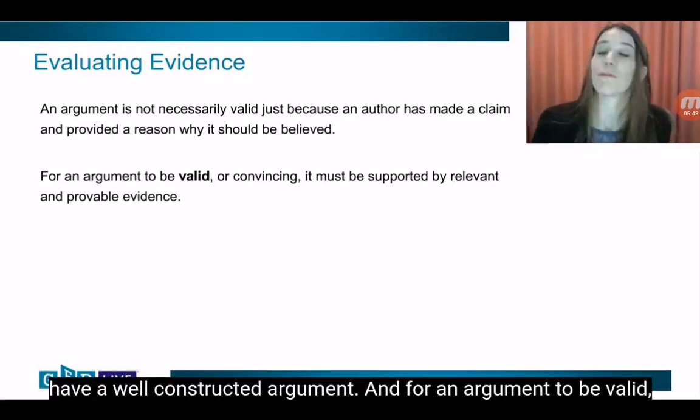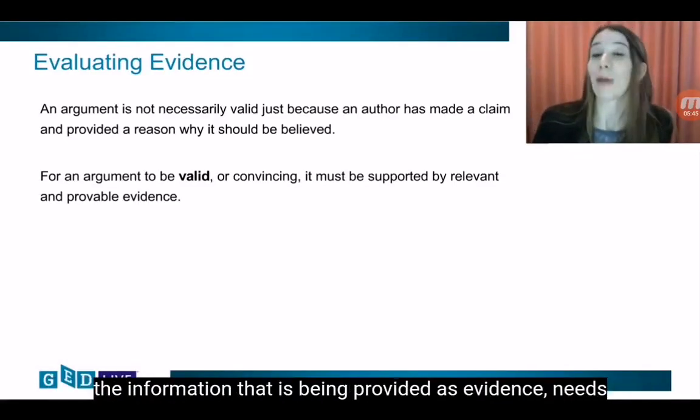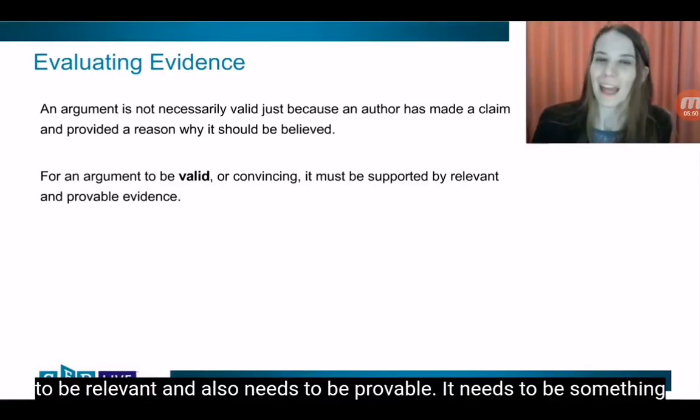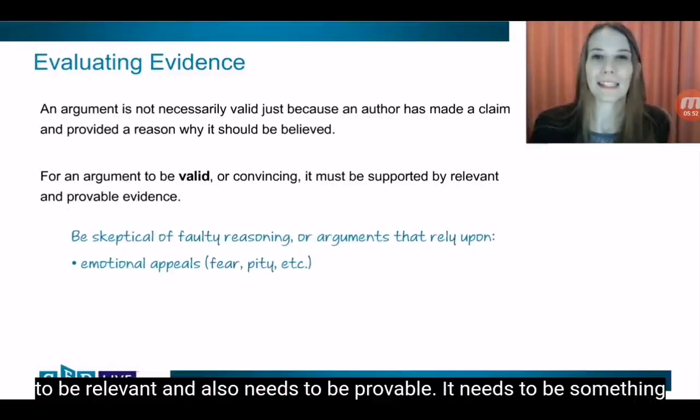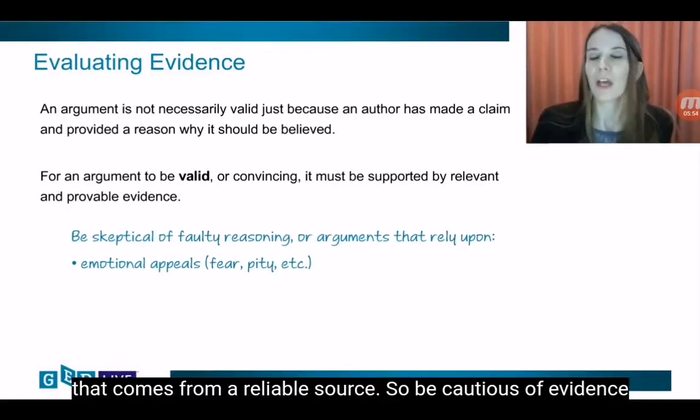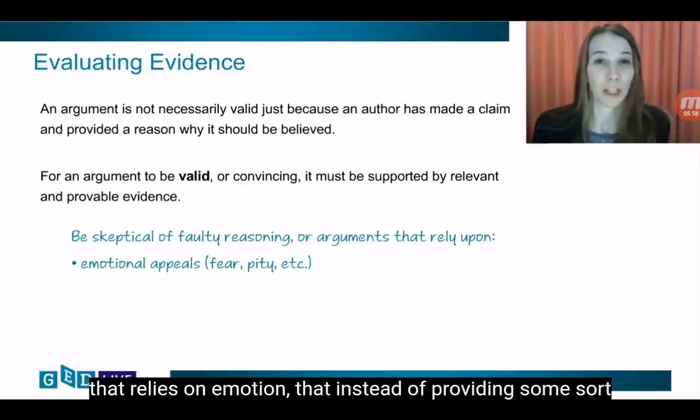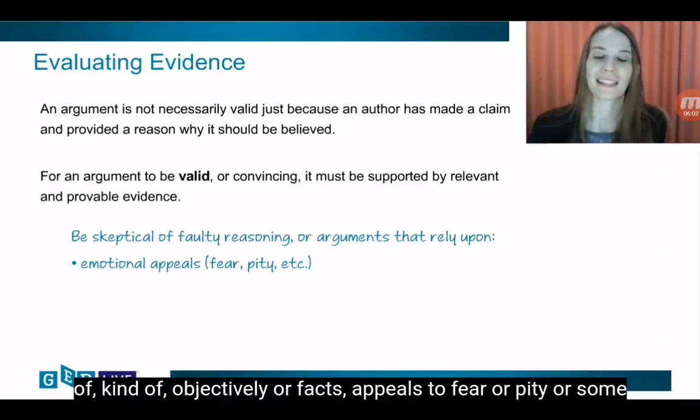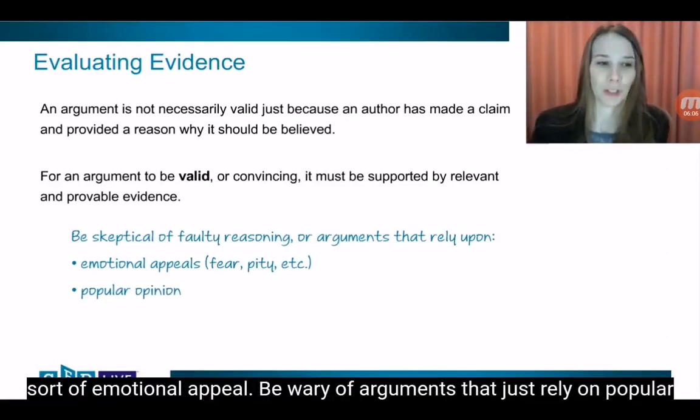So just because an author has made a claim and given evidence doesn't necessarily mean that they have a well-constructed argument. For an argument to be valid, the information that is being provided as evidence needs to be relevant and also needs to be provable. It needs to be something that comes from a reliable source. So be cautious of evidence that relies on emotion, that instead of providing some sort of objectivity or facts, appeals to fear or pity or some sort of emotional appeal.